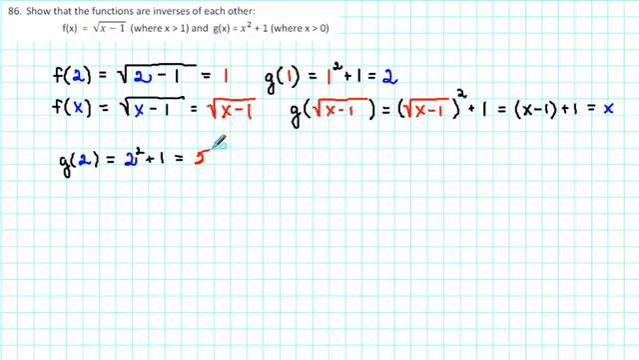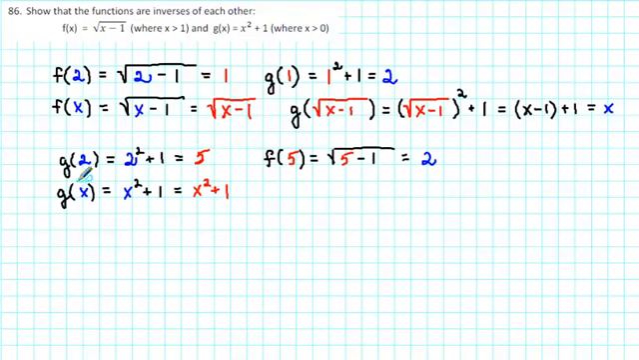Now we apply f to 5. To evaluate f of 5, we first need to take away 1 from 5 and then take the square root of the result. We get the square root of 5 minus 1, which is 2. This shows us that f undoes g for a particular value, but we need to show that f undoes g for all values of x that are greater than 0.